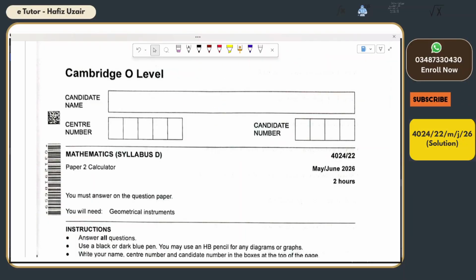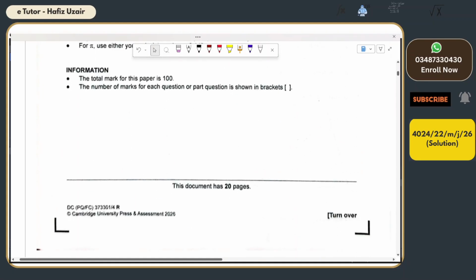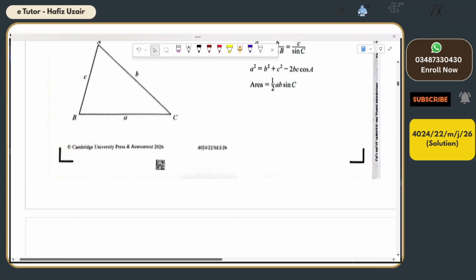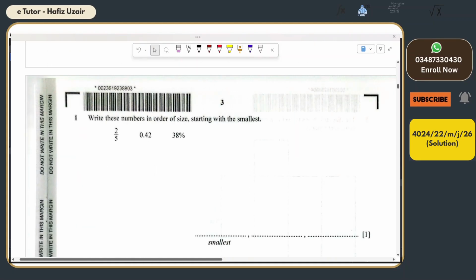Assalamu alaikum students. In this video we are going to solve 4024 paper 22 May June 2026. This is a scanned copy, so the paper quality can be a bit low. Let's start with the first question.